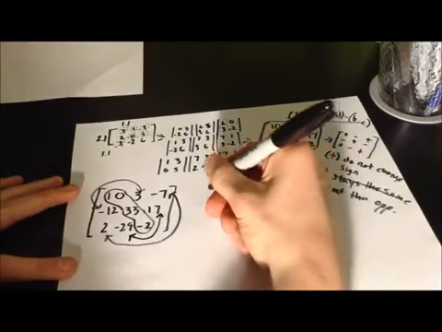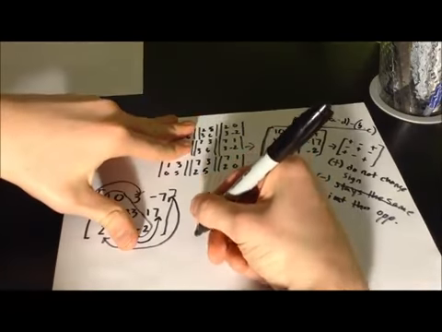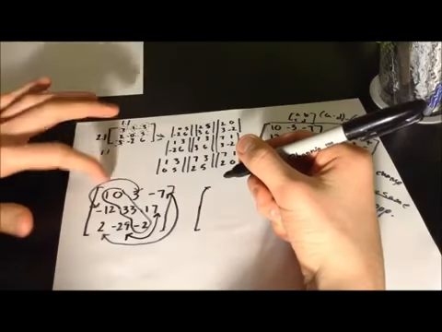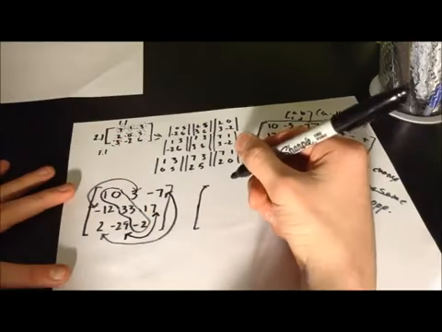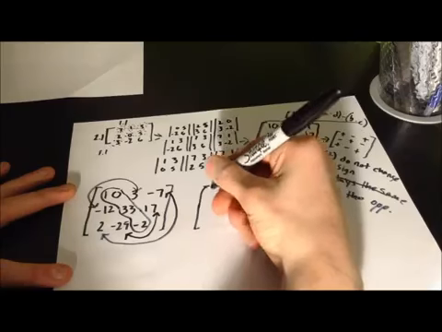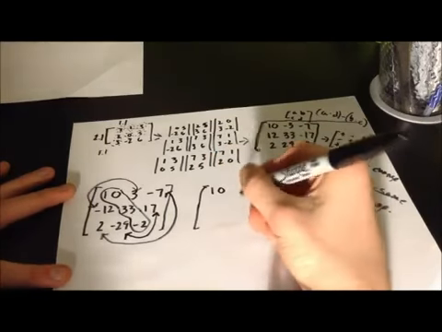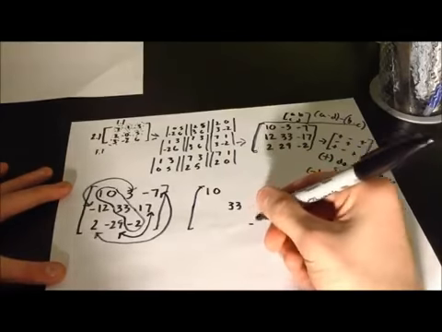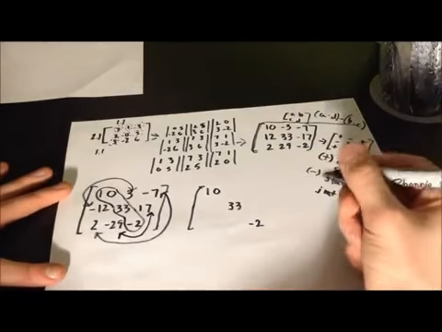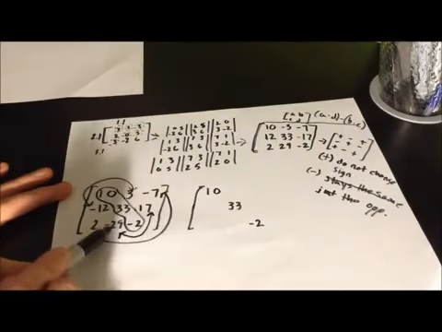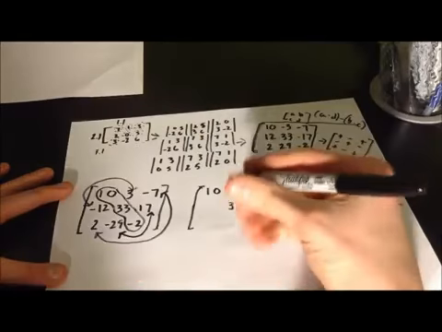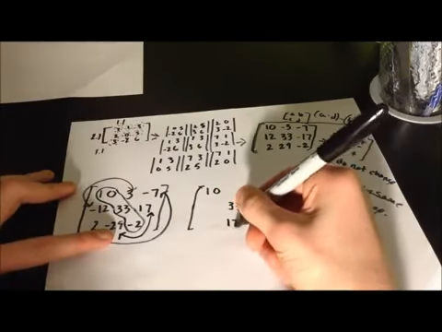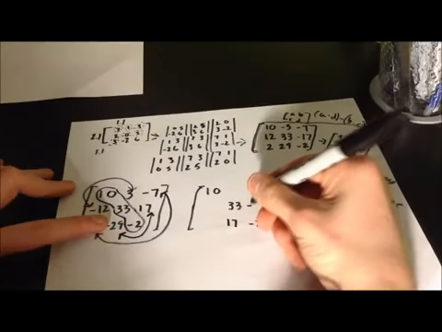So your new matrix, after you switch, is going to turn out to be the circle, or the squiggly circle, whatever you want to call it, still stays the same. So we're going to have 10, 33, and negative 2. So now we have to switch. So 17, negative 29, switch those. So I'm going to have 17 where the negative 29 is. So 17 and negative 29.